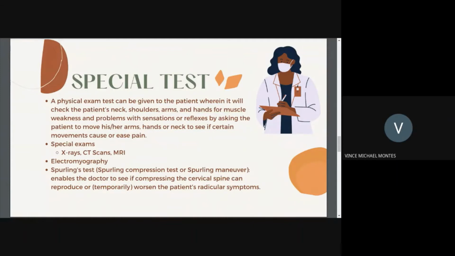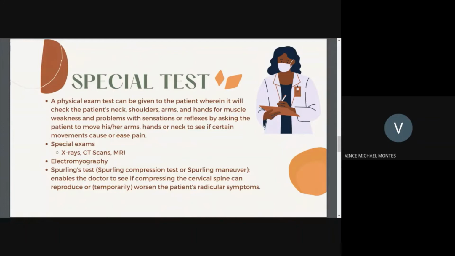To confirm the patient's diagnosis of cervical radiculopathy, the doctor first should ask the patient to describe all of the symptoms and should review the patient's medical history. A physical exam can be given, wherein it will check the patient's neck, shoulders, arms, and hands for muscle weakness and problems with sensation or reflexes by asking the patient to move his or her hands or neck to see if certain movements cause or ease pain.